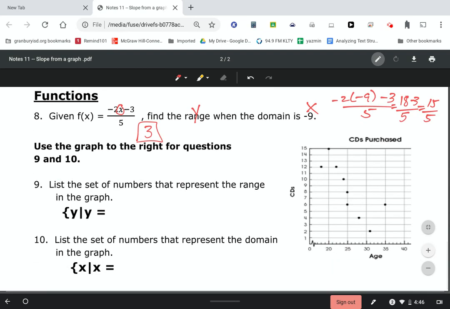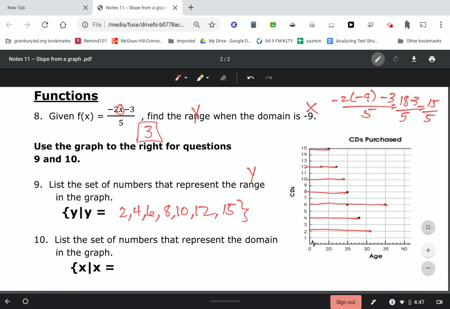All right, then let's take a look at 9 and 10. It says use the left to the right for questions 9 and 10. It says list the set of numbers that represent the range, the y. So I'm going to start down here, and I'm just going to draw a line from each point over to the y-axis. So this will be, and this also helps me put it in order from least to greatest. So I've got a 2, a 4, a 6, 8, 10, 12, and 15.